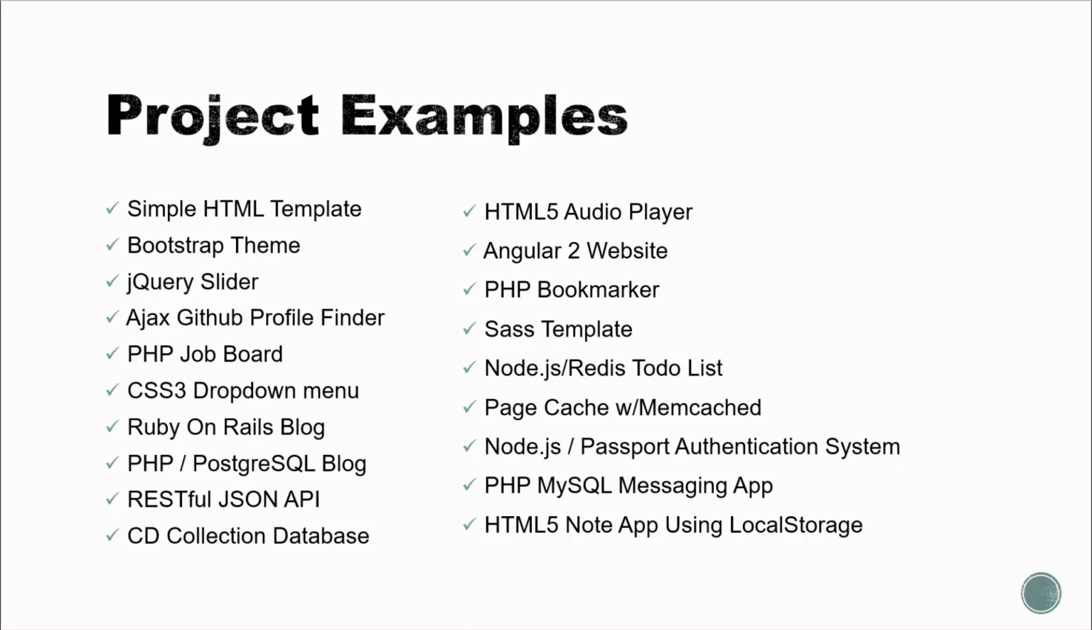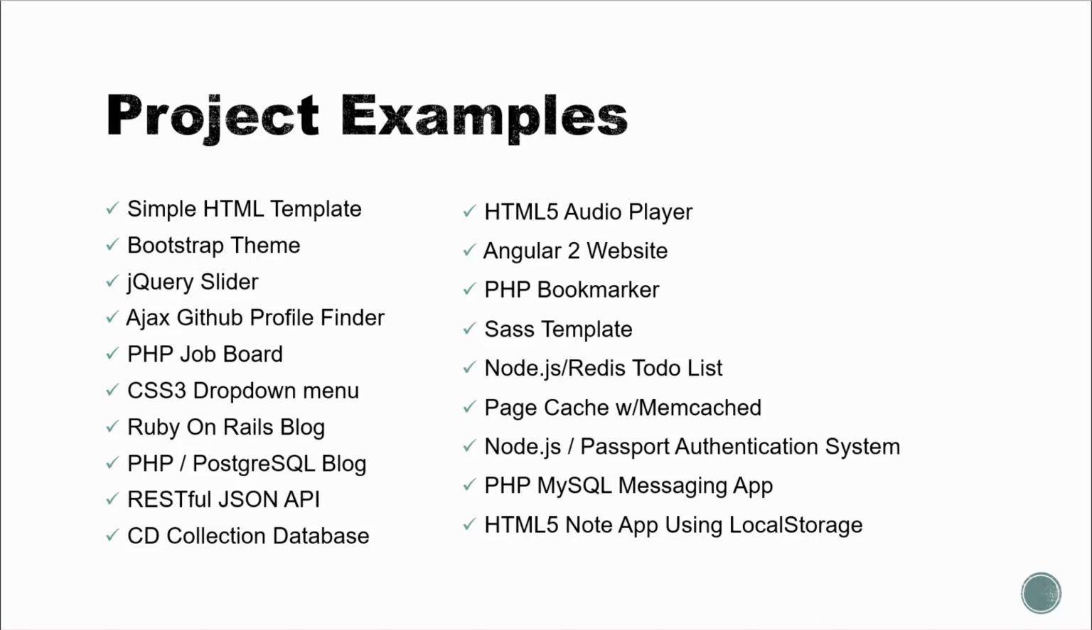All right, so we have a simple HTML template. I'm just going to go through these really quick. Bootstrap theme, a jQuery slider, an Ajax GitHub profile finder application, a PHP job board, a CSS3 drop-down menu, a Ruby on Rails blog, a PHP with PostgreSQL blog. We'll build a RESTful JSON API, and we'll create a CD collection database.